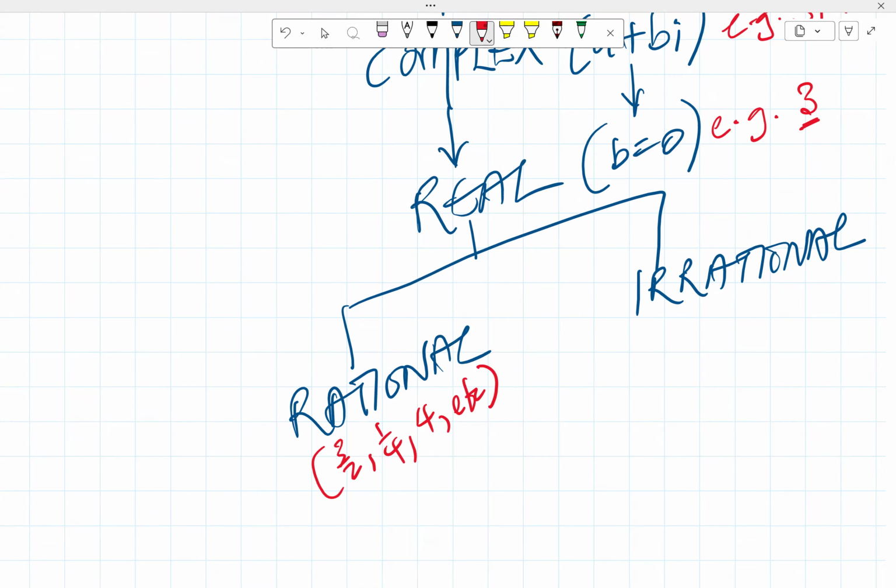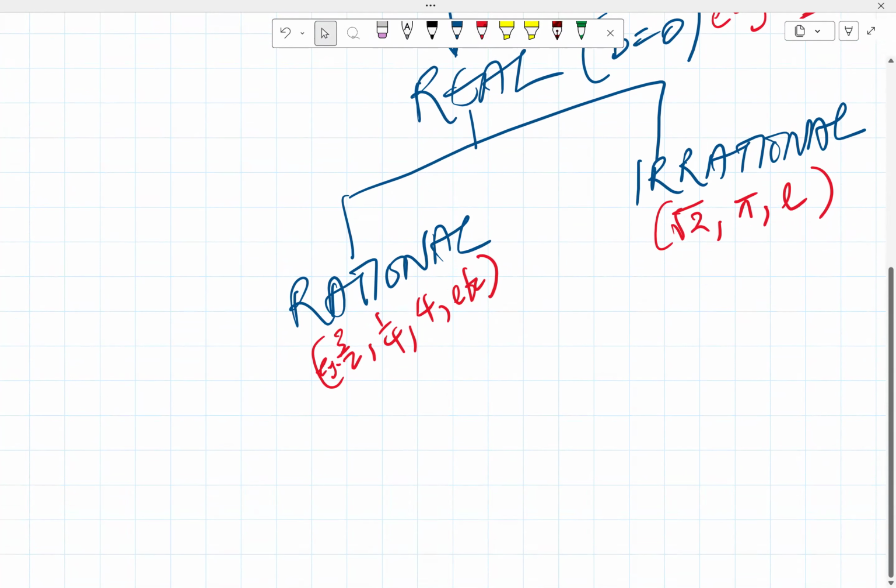So for irrational numbers now, you cannot express them as a ratio of two integers. Numbers like the square root of 2, you have pi, you have e. These are examples of irrational numbers.